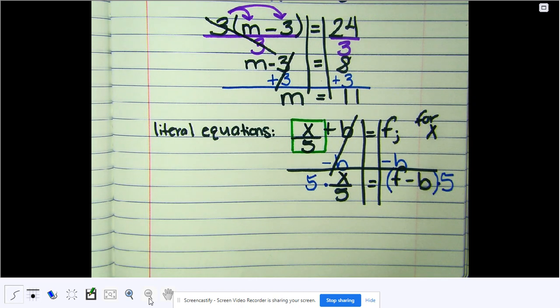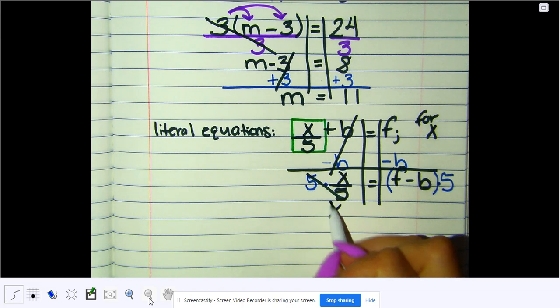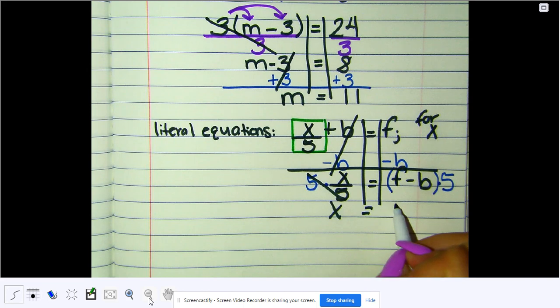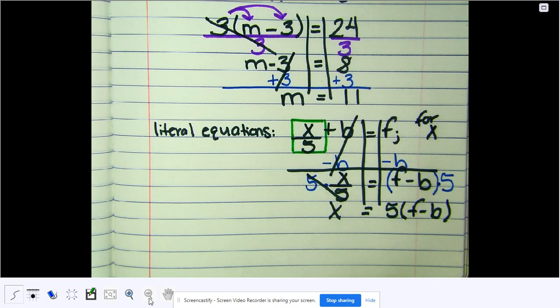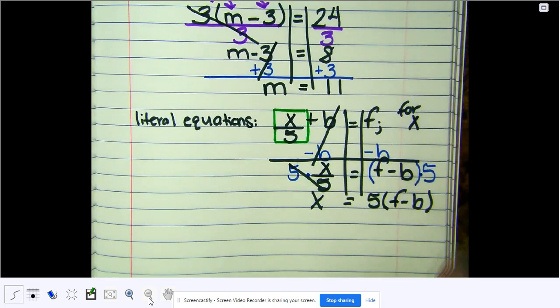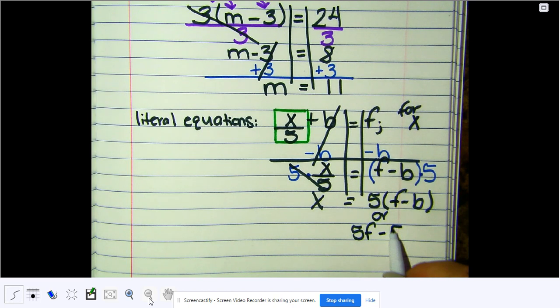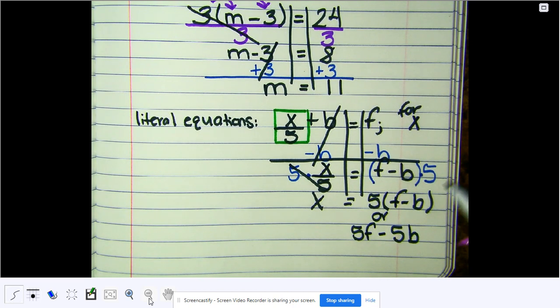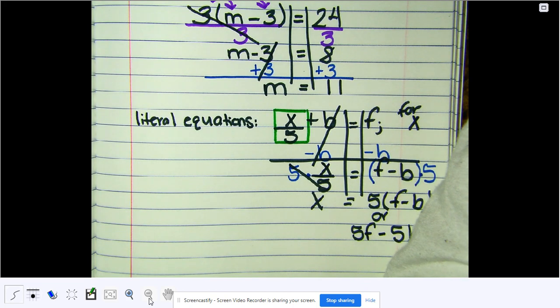So there are 2 ways to look at it from here. First, I'm left with x. I can write it as 5 times f minus b. However, some multiple choice questions may distribute the 5 through and say 5f minus 5b. Again, as long as you know that these two are equivalent, you'll do just fine with the practice assignments. Let's do one more like that.